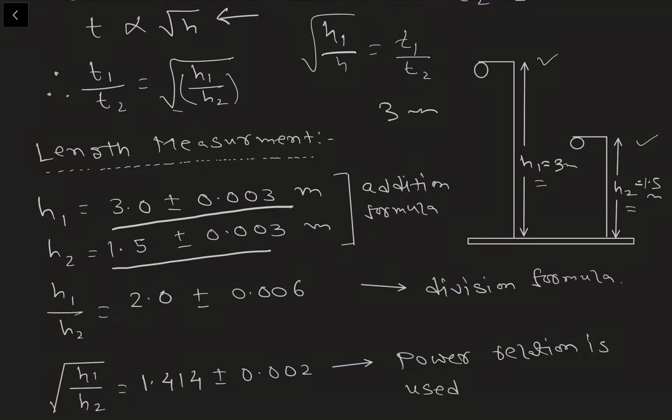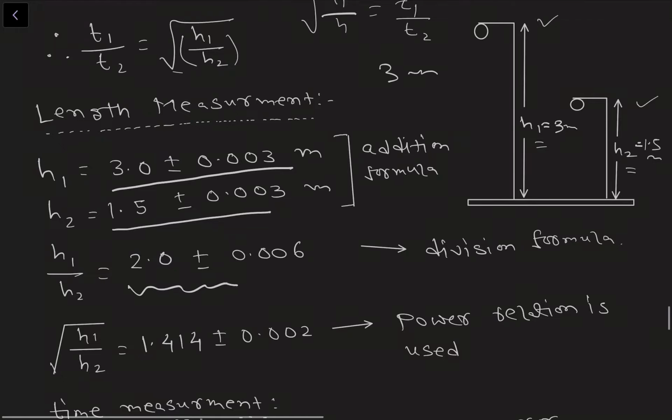In the case of h1, we take 3 measurements, like 1 meter, 1 meter, 1 meter. In the case of h2, we take half meter and half meter, instead of taking half and 1 meter. Whatever it is, as we are measuring with the same scale, the total error has to be the same. If we take the ratio of h1 and h2, it is coming out to be 2 plus or minus 0.06. We use the normal division formula.